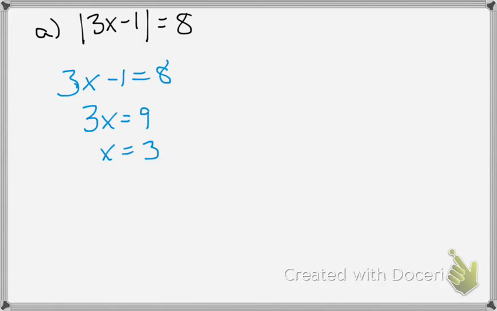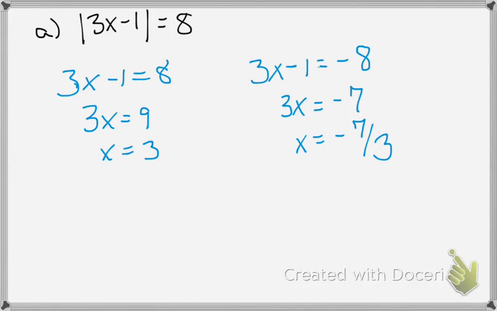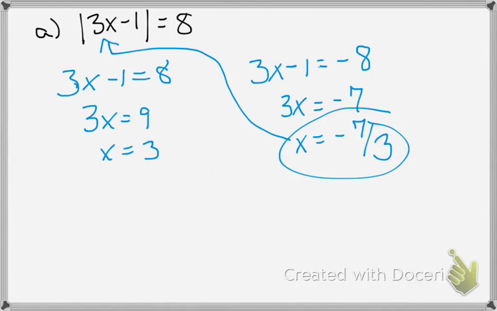However, this is not the only solution, because like we said, if the inside is equal to a negative 8, it would give us a positive 8 as a result. So we also need to solve 3x minus 1 is equal to negative 8. Again, a very easy equation to solve. We'll have 3x is equal to negative 7, and x is also equal to negative 7 divided by 3. We can always plug our solutions back into our equation to verify that they are, in fact, solutions.